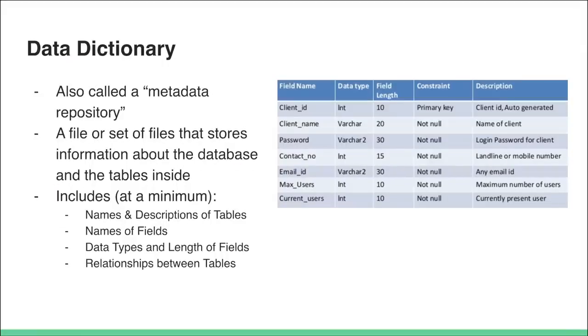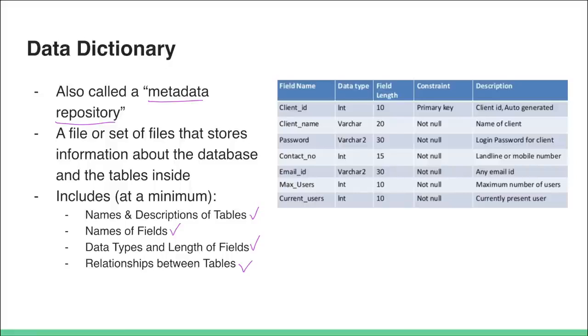So the first one is a data dictionary. A data dictionary is also referred to as a metadata repository. This is a file or set of files that stores information about the database and the tables inside. So this is information about the structure of the database itself and about the organization of the database itself, rather than data. This will include at a minimum the names and descriptions of tables, the names of fields or columns, data types and lengths of fields, and the relationships between tables.